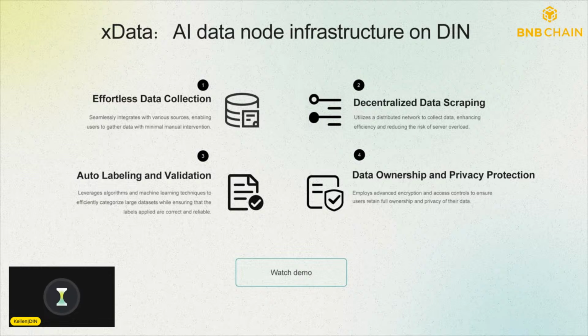The data architecture, as I mentioned before, is Xdata. And Xdata seamlessly integrates with various data sources, allowing users to gather data with minimal manual intervention. Using the Golden feature, we leverage a distributed network to collect data, enhancing overall efficiency and reducing the risk of server overload. But it doesn't stop there. Xdata also employs advanced machine learning techniques to categorize and label all the collected data quickly and accurately, ensuring that the labels applied are correct and reliable.